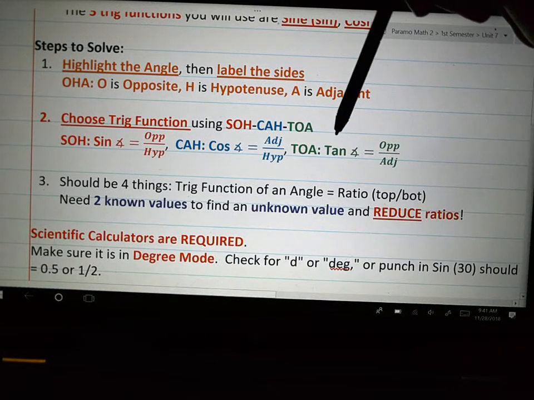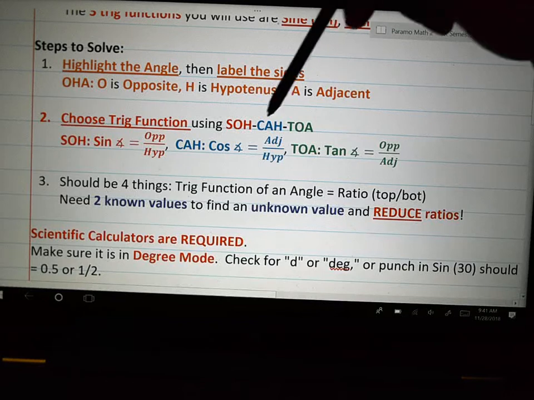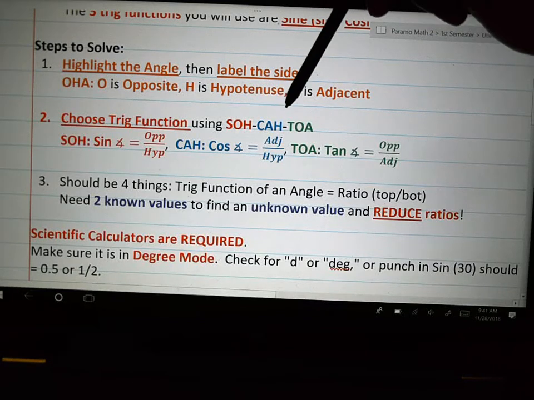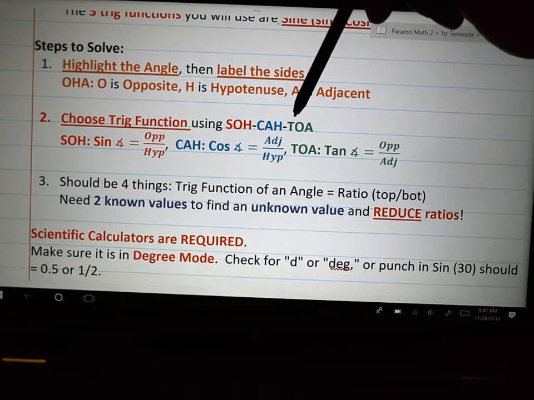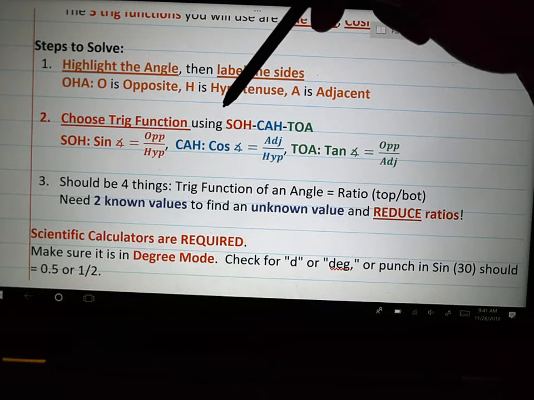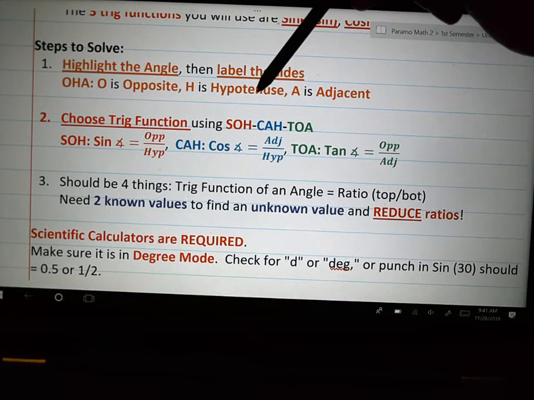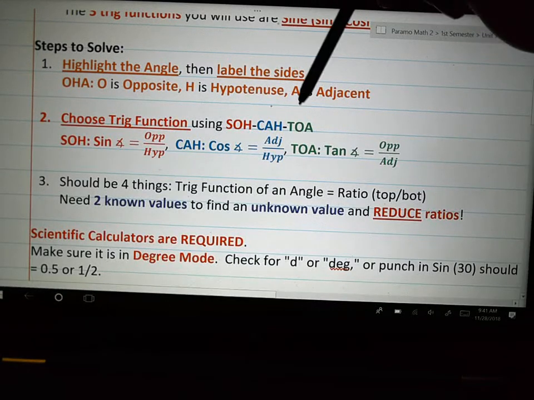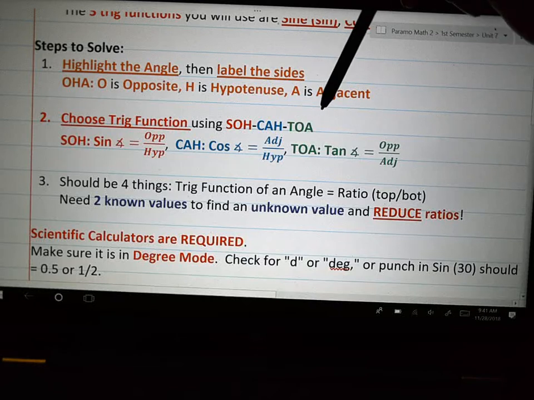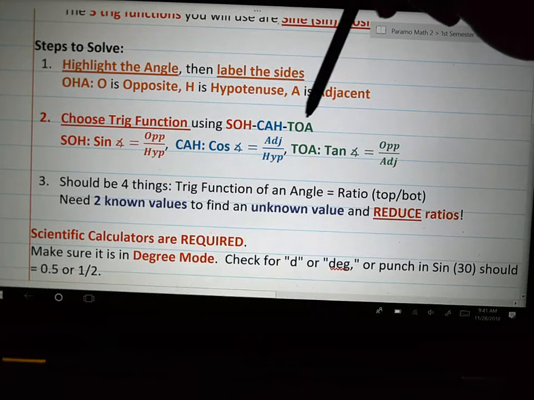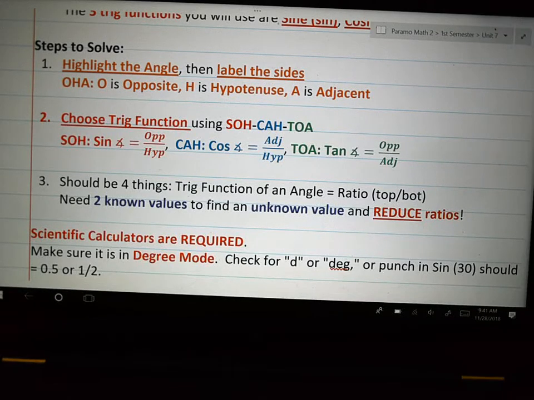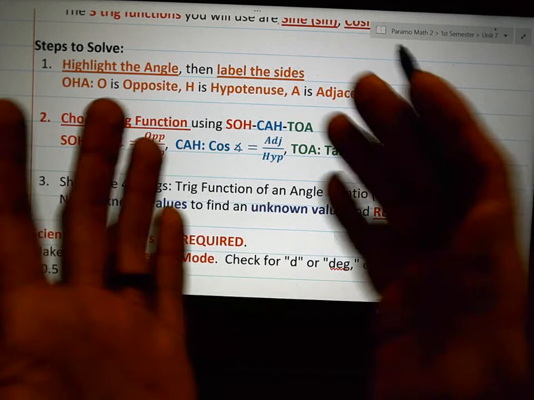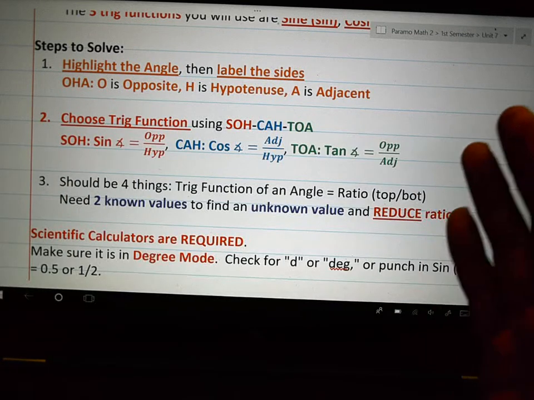Sohcahtoa. The whole idea is you remember when you say ka, you have to have the A over H in it. And when you say so, you got to have that H in it. And then when you say toa, we have to have that O and the A. That way you know which one goes with which. Otherwise, we're not going to set up these things correctly.